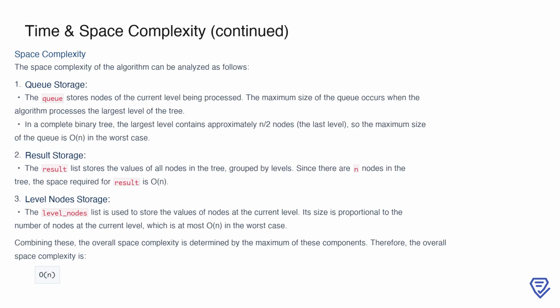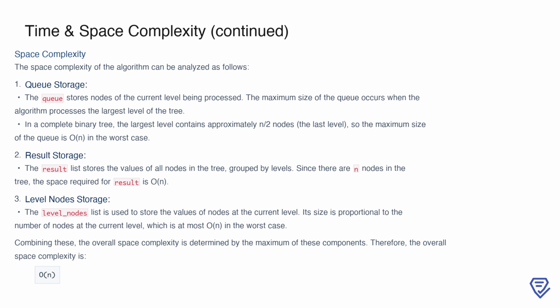Now, let's analyze the space complexity of the algorithm. First, consider the queue, which stores nodes of the current level being processed. The maximum size of the queue occurs when processing the largest level of the tree. In a complete binary tree, this largest level can contain approximately n/2 nodes, making the maximum size of the queue n in the worst case.